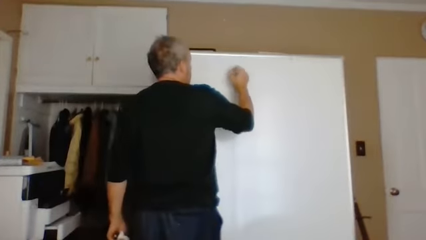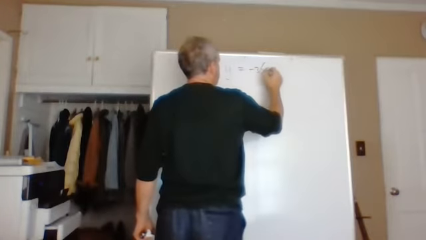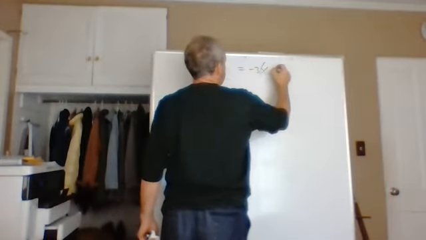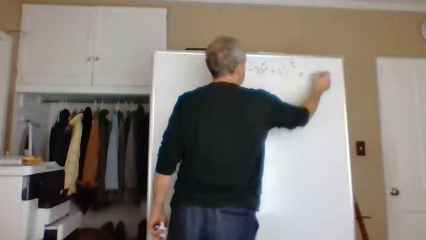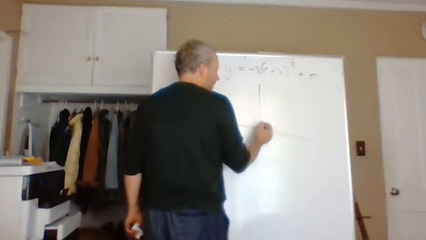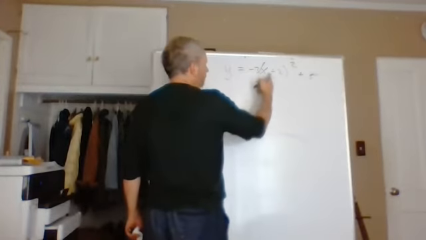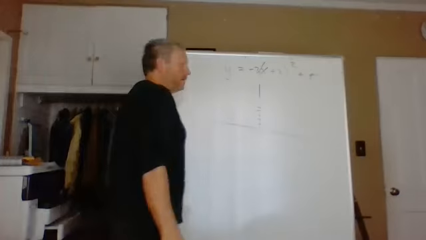But if you want to graph this, let's say, let's see. How would I graph this? This tells me that I would go up 5, 1, 2, 3, 4, 5. This tells me to go over 2, 1, 2. And this tells me it curves down.